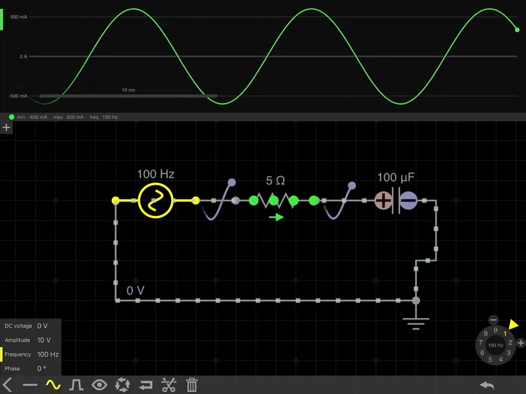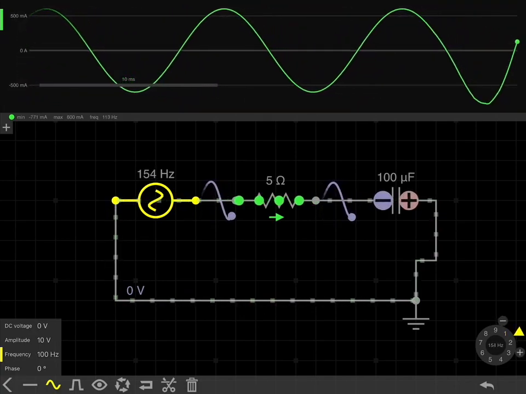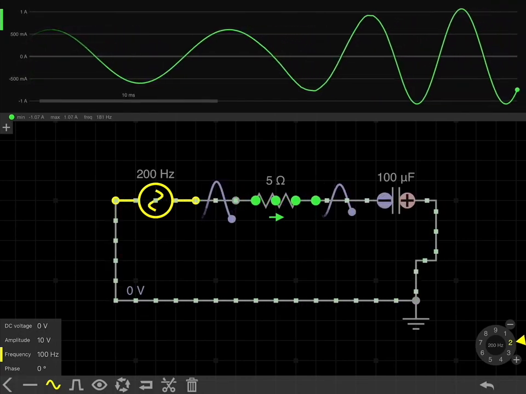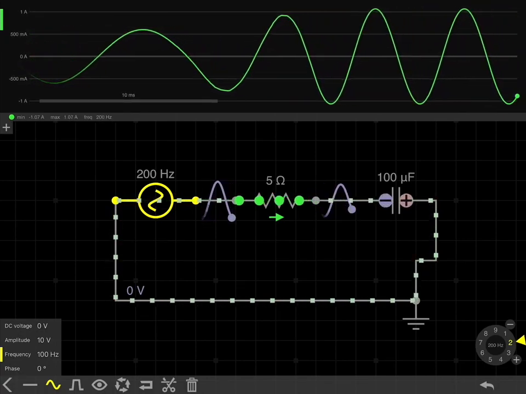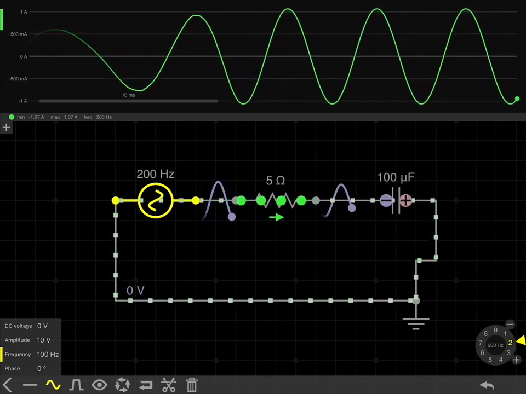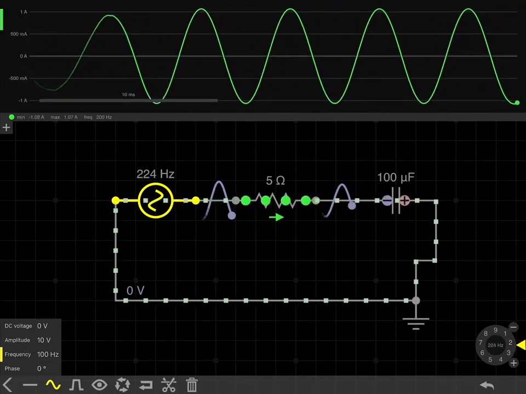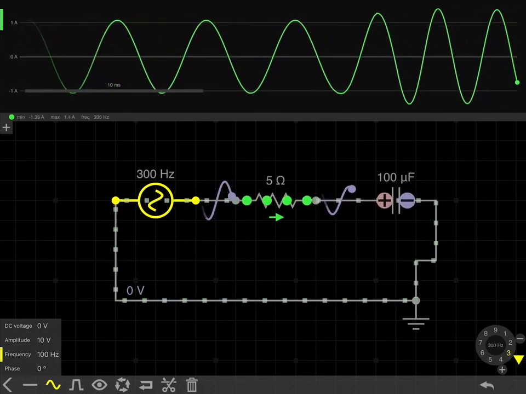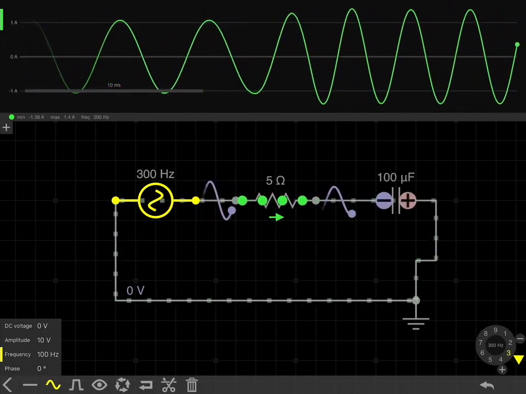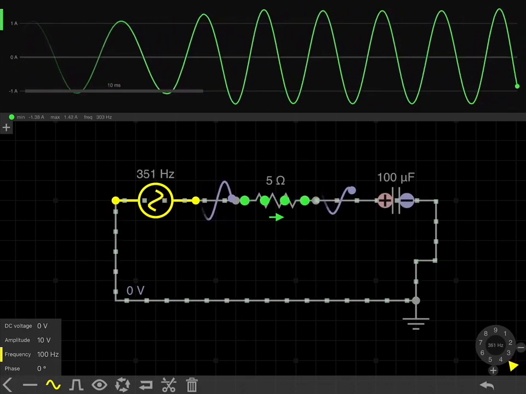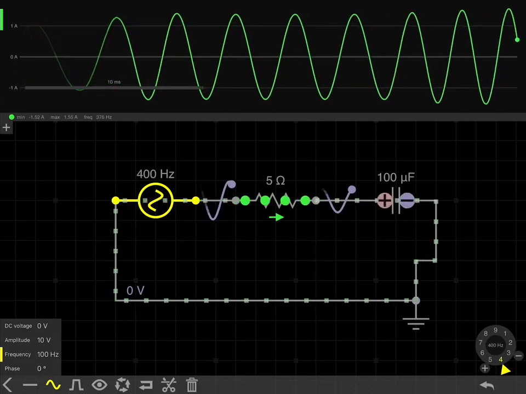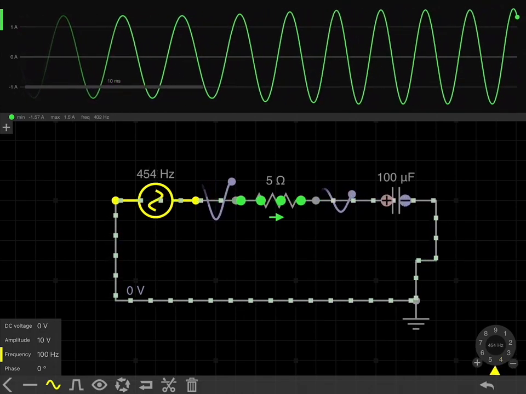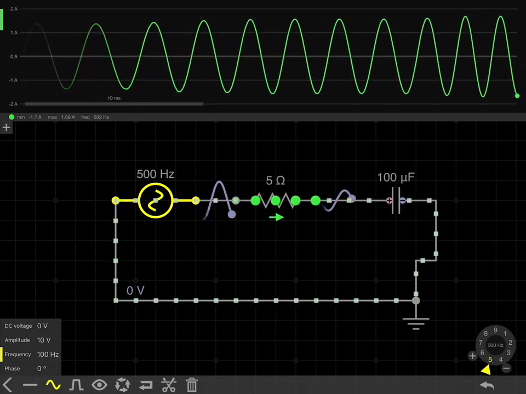Let's change the frequency, but keep the capacitance at 100 microfarad. We will go from 100 Hz to 200 Hz, 300 Hz, and so forth. We will observe the same behavior as before. The current magnitude increases, but up to a point, after which the maximum current magnitude does not change. When the frequency is decreased, the opposite result is observed.